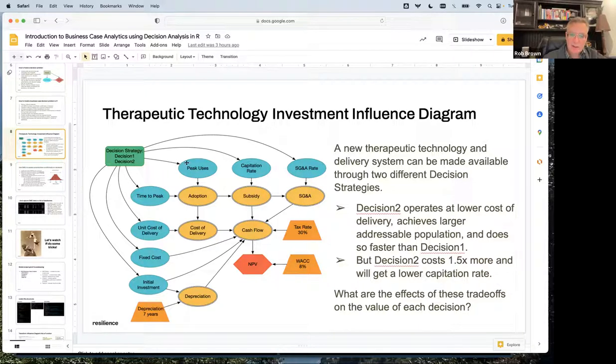So you'll notice all of these uncertainties are operating through a sort of flow of causality. The time to peak, the peak users, ultimately affects a calculation for the adoption of the technology in the usage population. That adoption affects the subsidy that we're able to accrue, the benefit internally. The cost of delivery is also a function of the adoption itself through the unit cost of delivery. And then, of course, the initial investment itself has the depreciation associated with it. The initial investment also affects the initial cash flow, but the depreciation affects ultimately maybe the tax burden that we're assessed. So all of these elements converge on a cash flow that we ultimately then, as I mentioned earlier, convert into some sort of net present value over time.